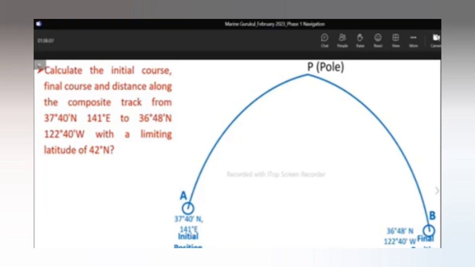Now if we had to take a great circle track from A to B, we would have drawn the arc of great circle passing through A and B. But in this case, we have a limiting latitude of 42 degrees north. So we draw the limiting latitude, as you can see in the diagram, 42 degrees north. Now we draw an arc of great circle passing through A. Easterly longitude.